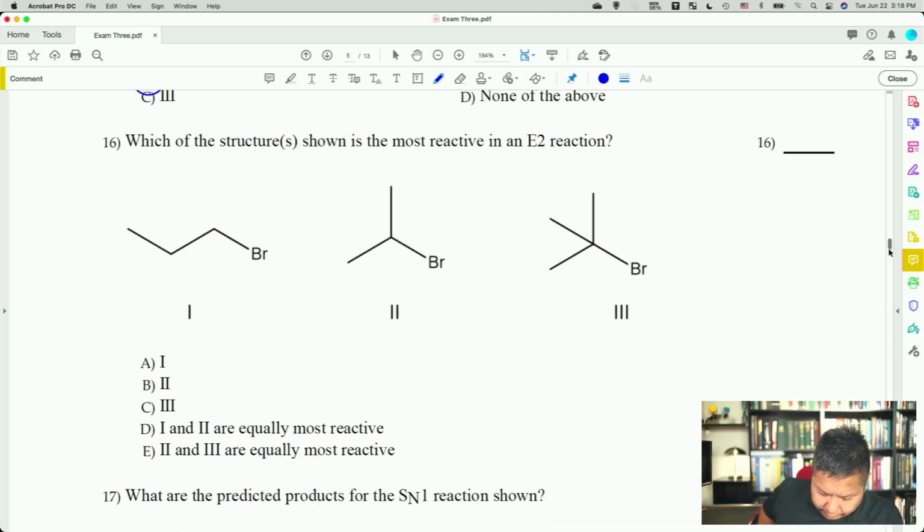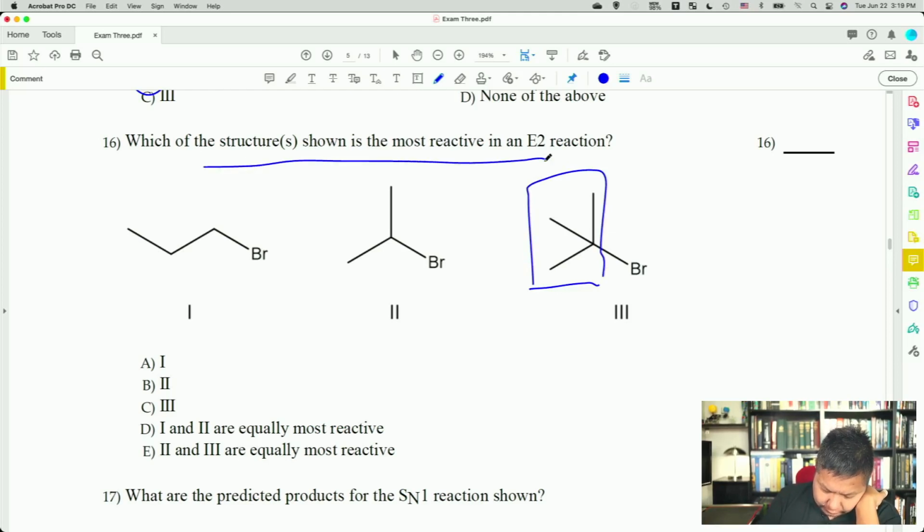Which of the structures shown is the most reactive in an E2 reaction? The one that results in a tertiary halide, right? So the tertiary halide is the one that's going to be most reactive towards E2. So that's structure 3.